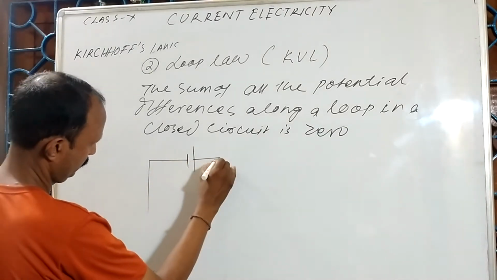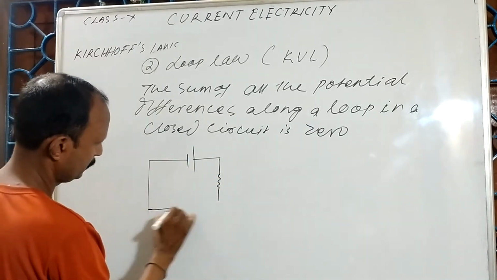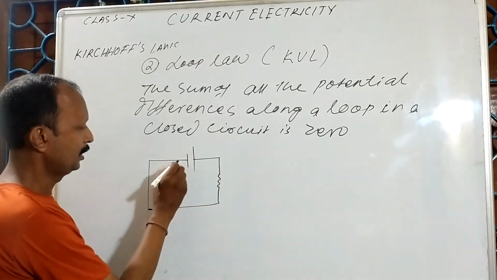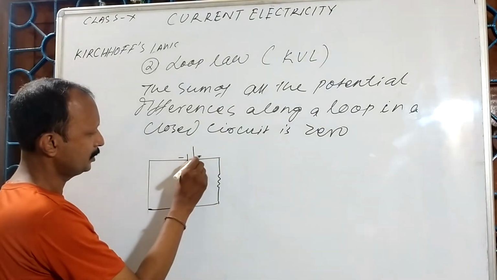Listen carefully. For example, here is a simple circuit. This is the cell. This is the resistor. For example, this is a simple circuit. So this is the negative end, this is the positive end.